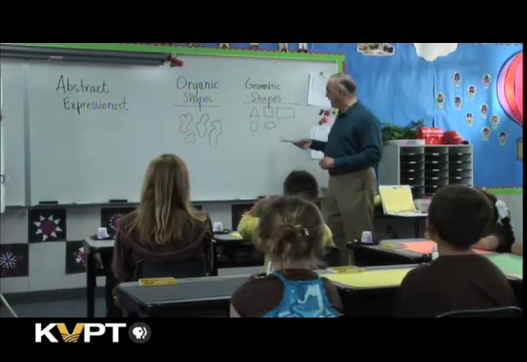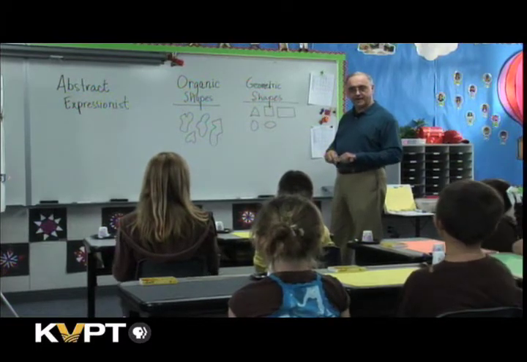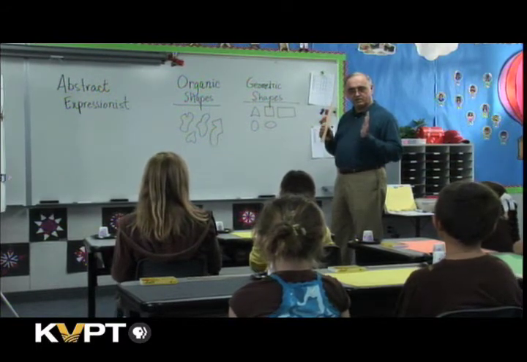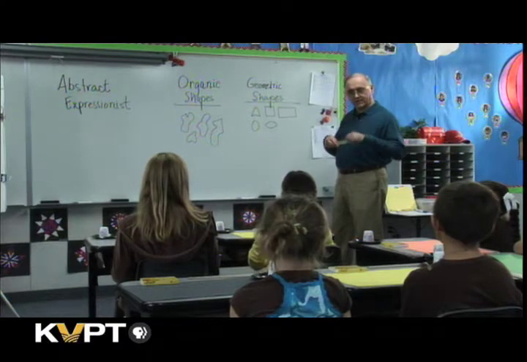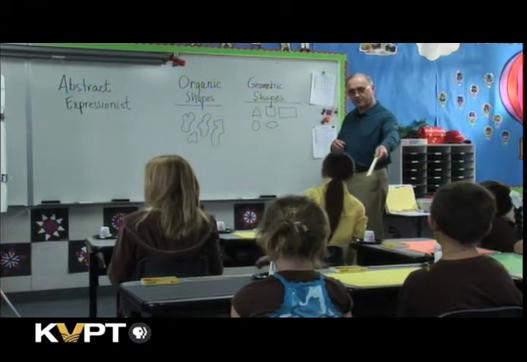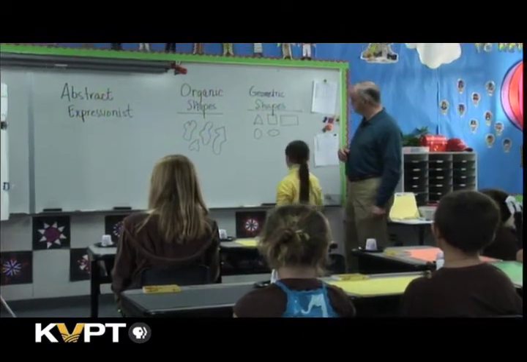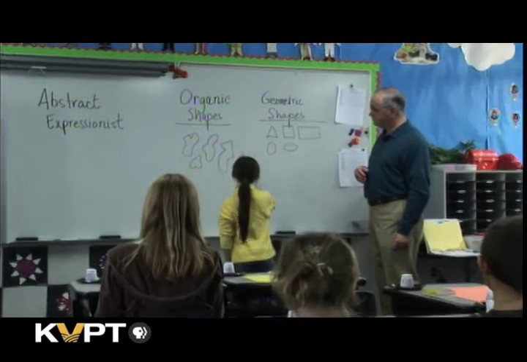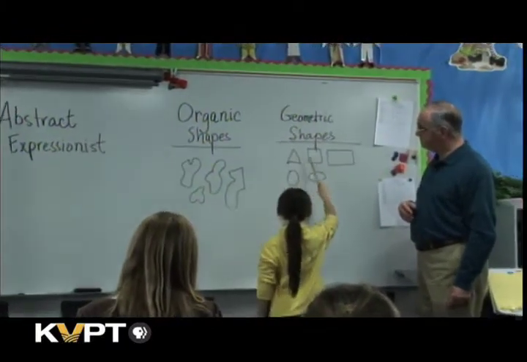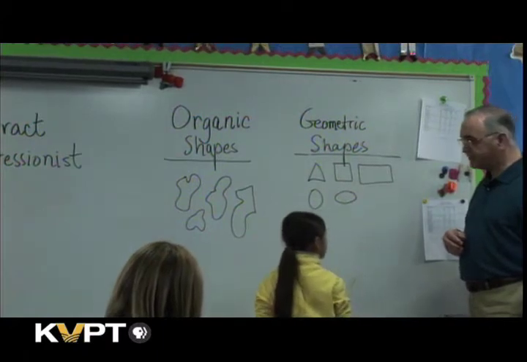Okay. Now, how would you describe these? Sierra? They're straighter. They're straighter. Can you go a little more with that? You want to maybe show me what you mean by that? They're straighter? These are all like squiggly and round, and this is like straight, very straight. Okay, they have lots of straight lines on them.